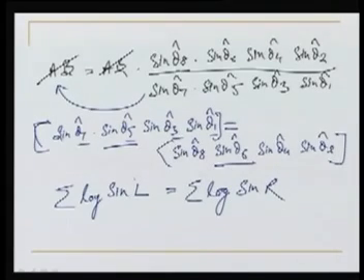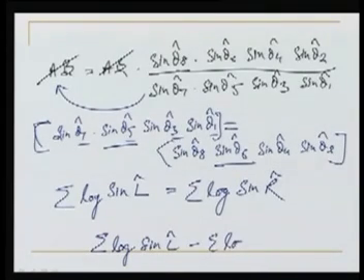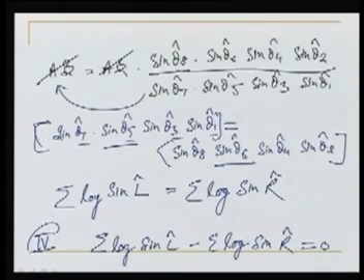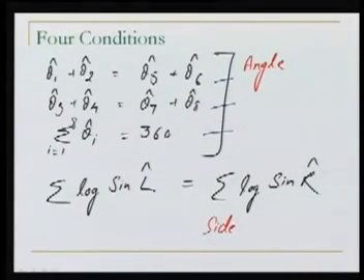I can write it like that. And of course, the adjusted value, I can write it further as sigma log sine L hat minus sigma log sine R hat, that equal to 0. This is the fourth condition, because we had three conditions which are coming from the angles, and this is the fourth condition which is coming from the sides. So we say this is as the side condition, and this ensures that the figure is closed figure. Okay, so these are our four conditions now. Three angle conditions, all right, and one side condition. So these are the four conditions which we will use for adjustment.